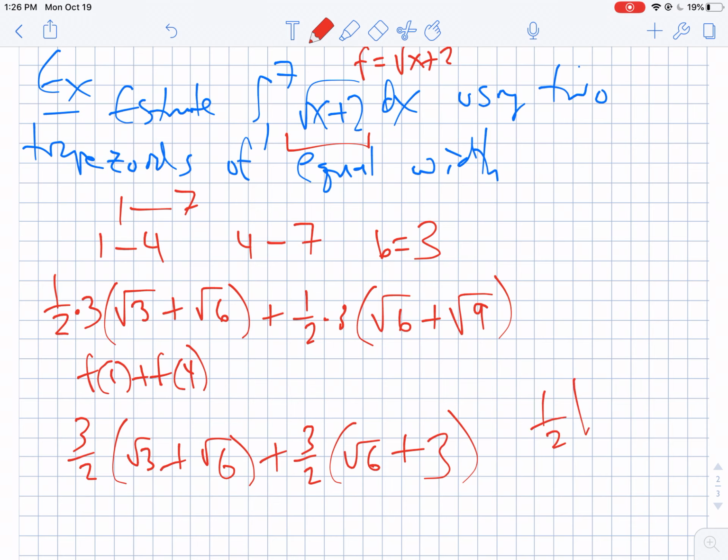It's all about that formula, 1/2 base times height 1 plus height 2. Use height at both endpoints. But the strategies are pretty similar in terms of intervals and whatever with Riemann sums.